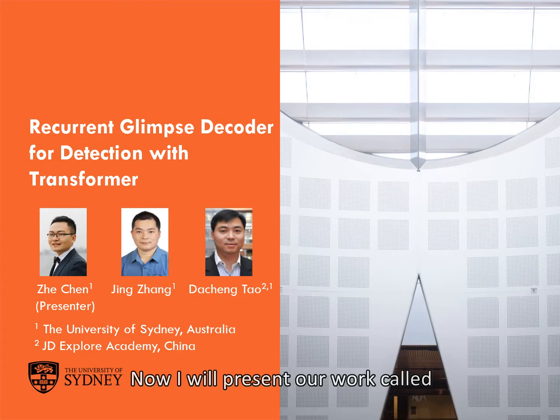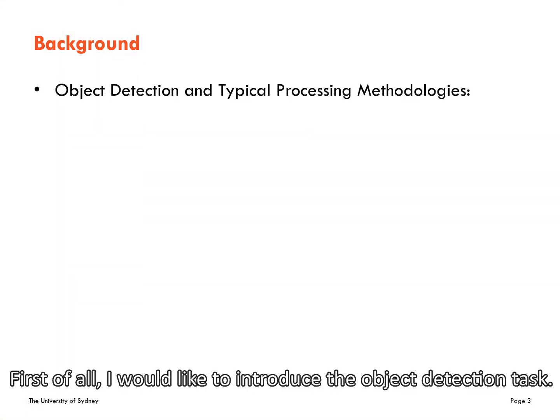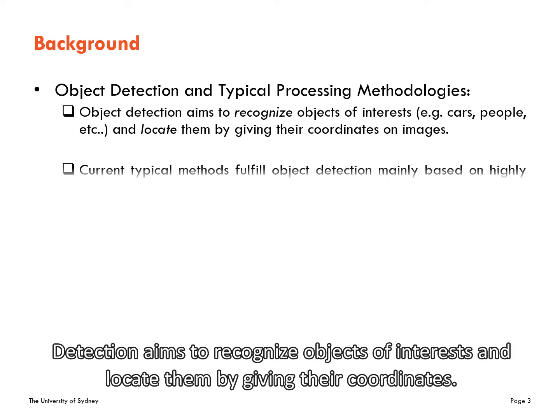Now we present our work called Recurrent Glimpse Decoder for Detection with Transformer. First of all, I would like to introduce the object detection task. Detection aims to recognize objects of interest and locate them by giving their coordinates.